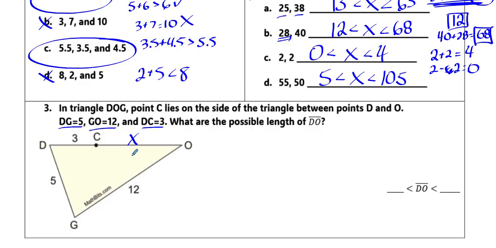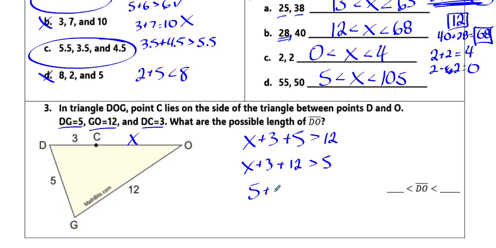So I'm going to label this as x. So this side would be x plus 3. So that's one side length. That side plus another side plus 5 has to be greater than the third side. I'm going to set this up with each combination. So x plus 3 again plus 12 has to be greater than 5. And then 5 plus 12 has to be greater than x plus 3.